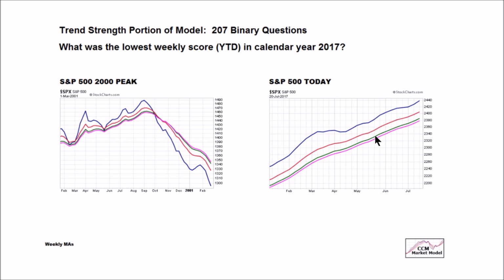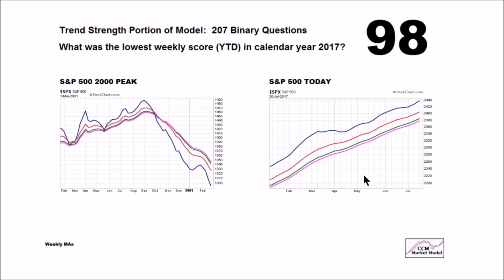The portion of the market model that follows trend strength asked 207 binary questions, similar to the examples that we've shown using these charts. What was the lowest weekly score that we've seen year to date in calendar year 2017? And keep in mind, even the submodels are scaled between 0 and 100. 100 would tell us that 100% of the questions that we're asking are coming back strong trend and bullish. What was the lowest score we've seen year to date?